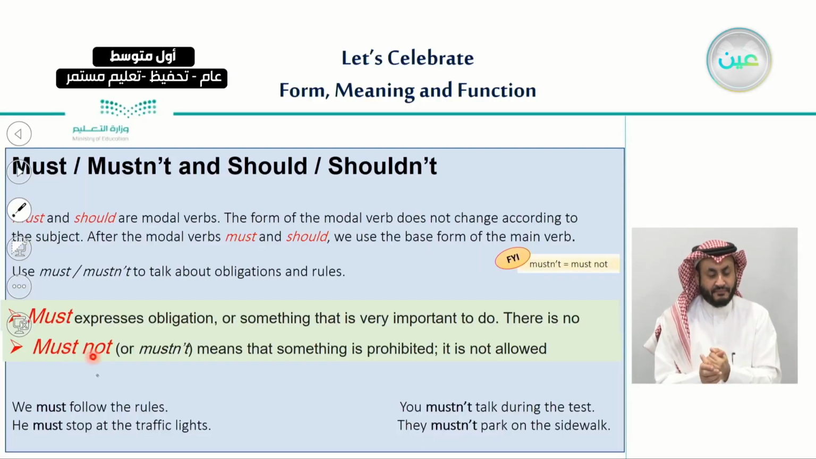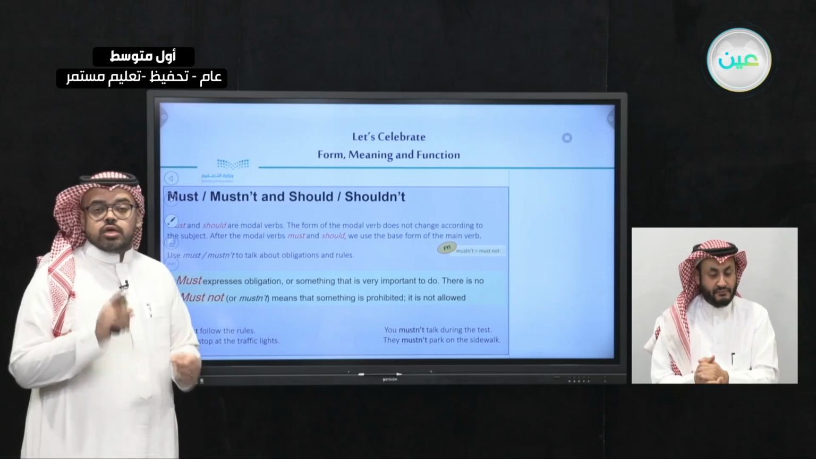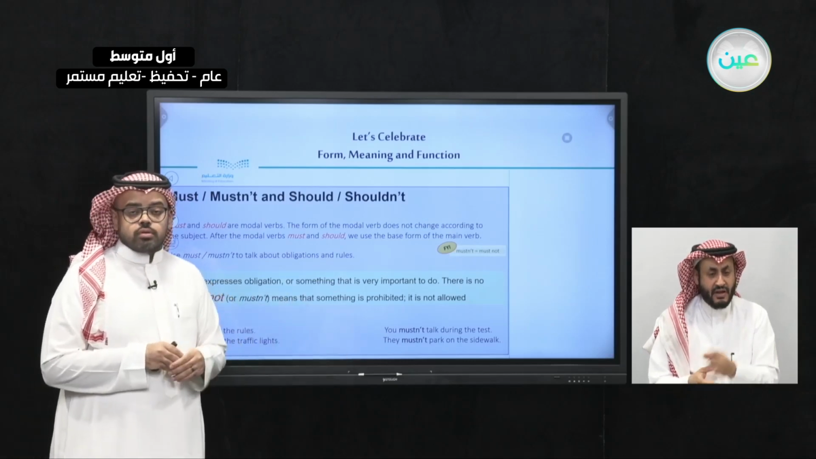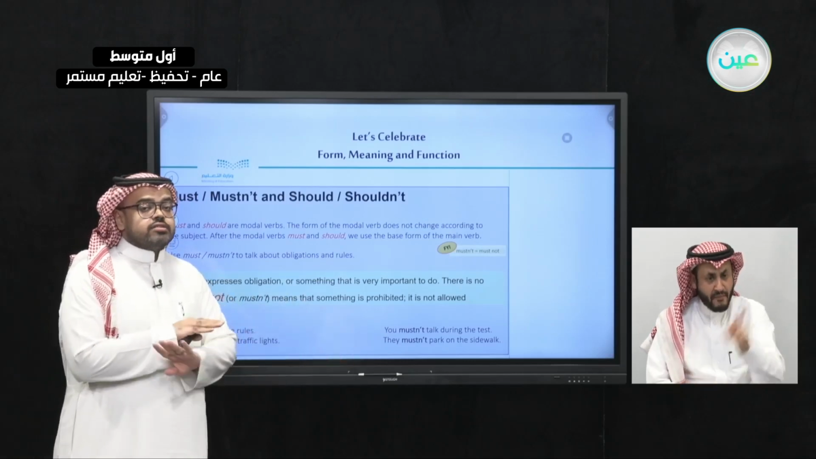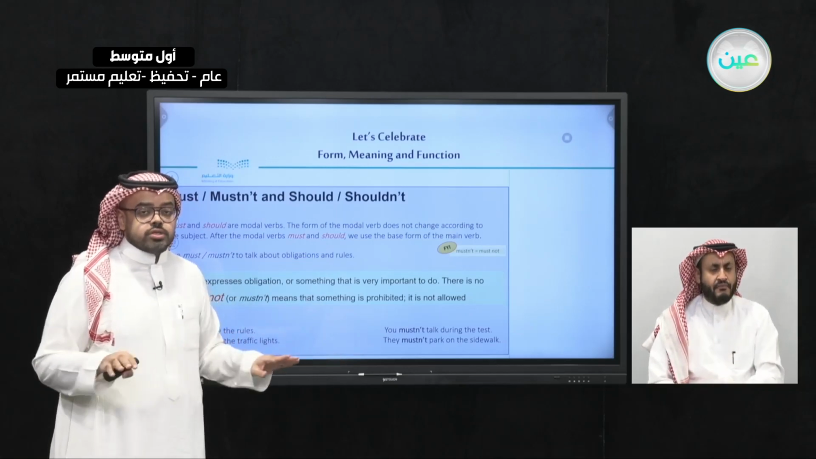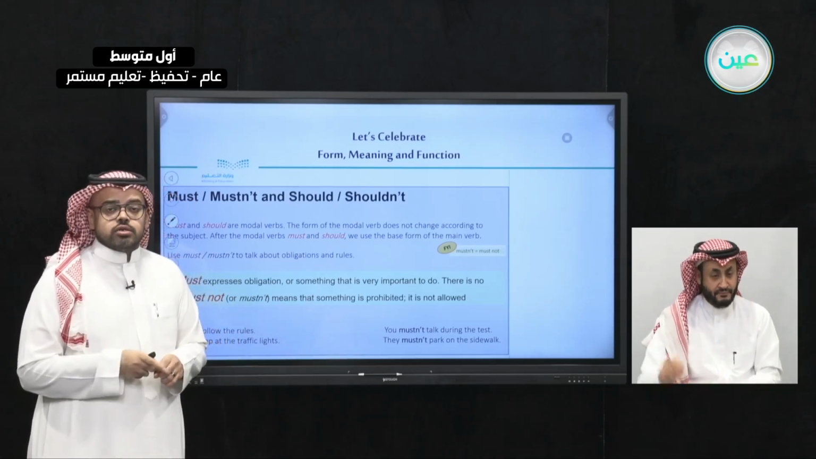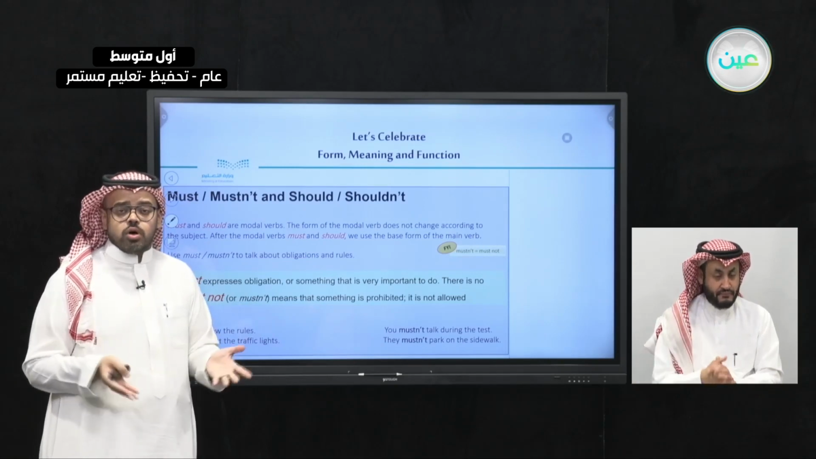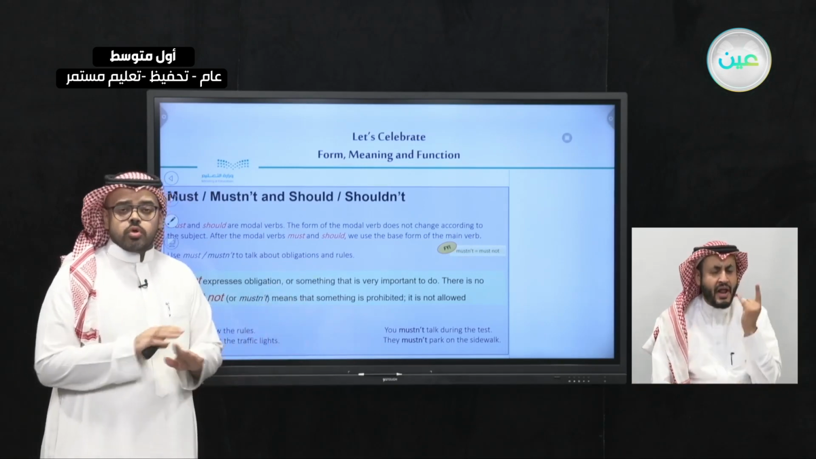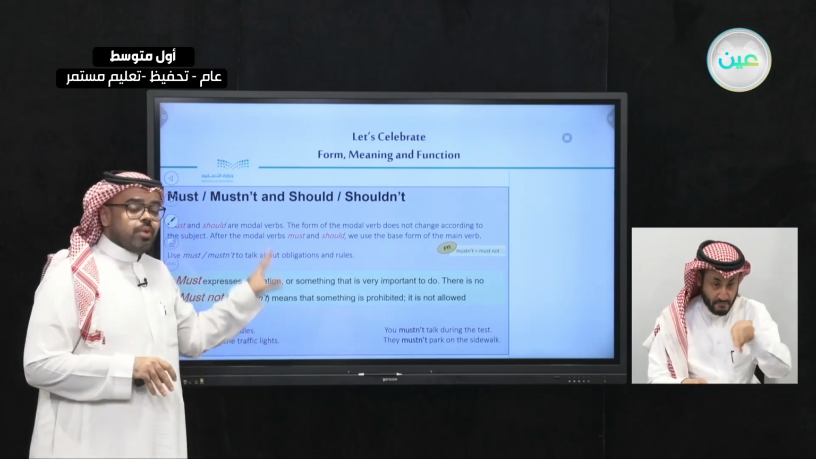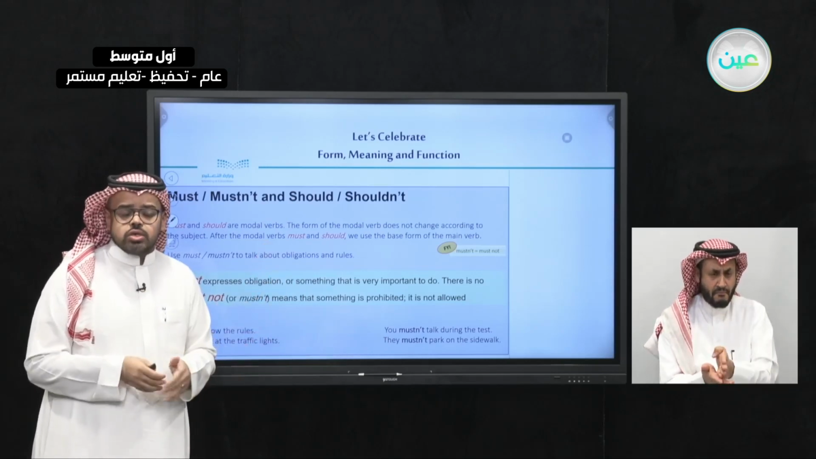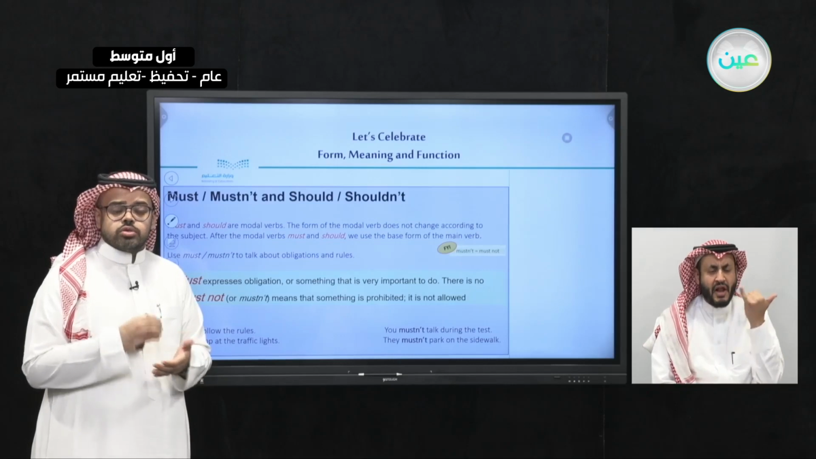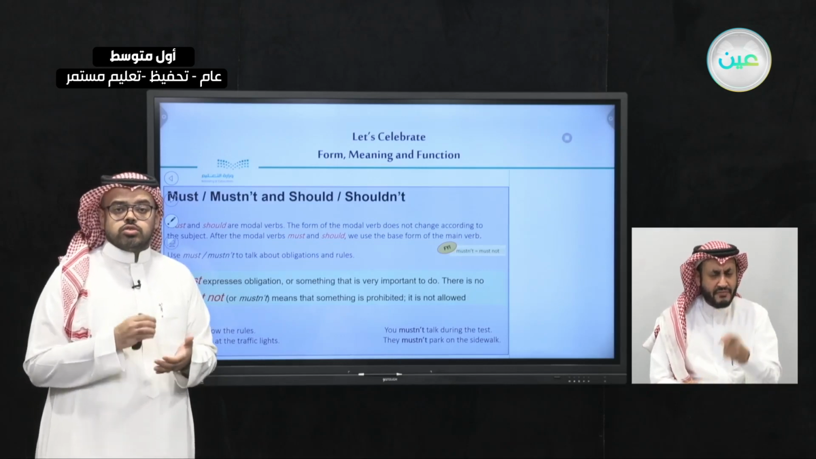And also must not or mustn't, in short, means that something is prohibited. Something is not allowed. For example, you must not park at this corner. Parking here is not allowed, is prohibited. You must not, for example, smoke because smoking is prohibited, is not allowed. So must is all about obligation, all about the necessary or important things that you need to do.